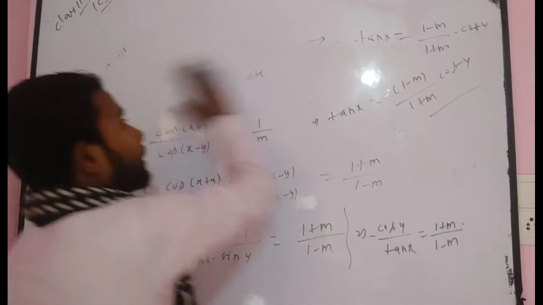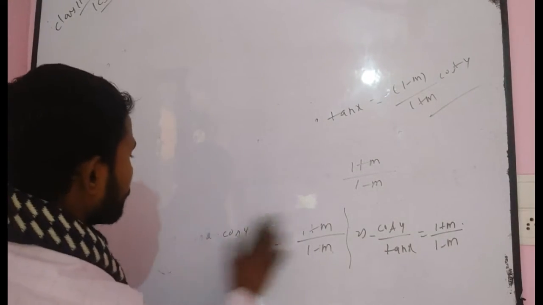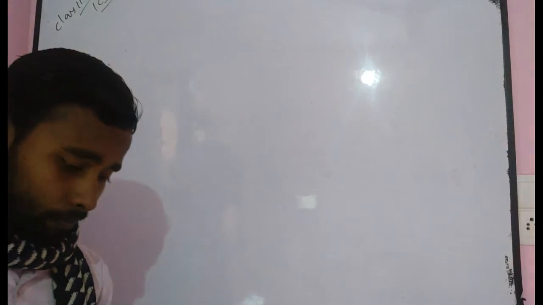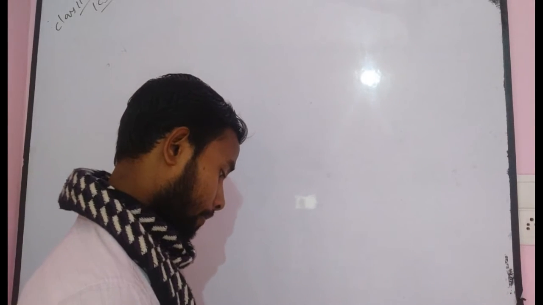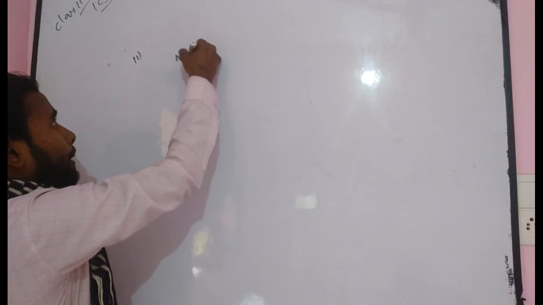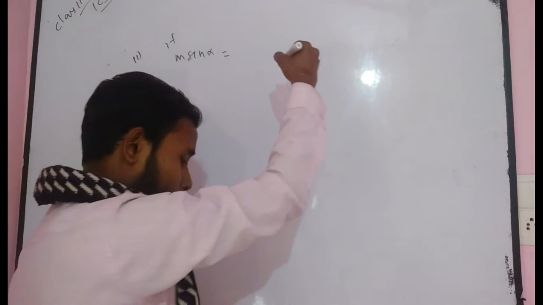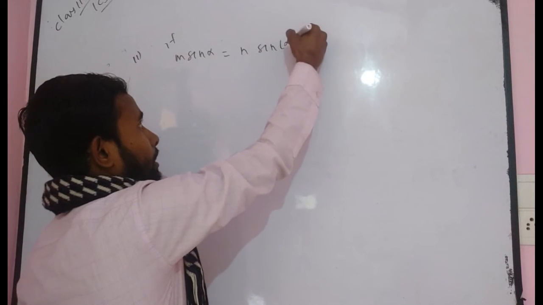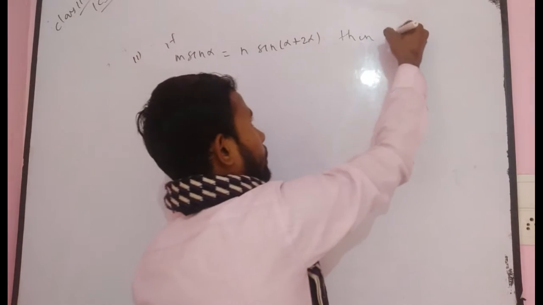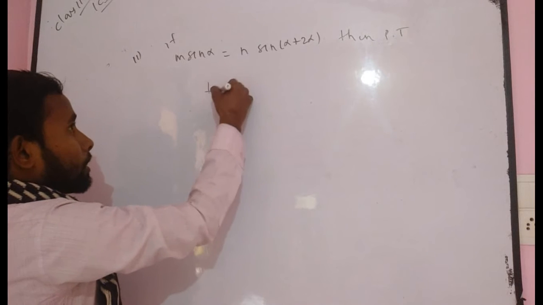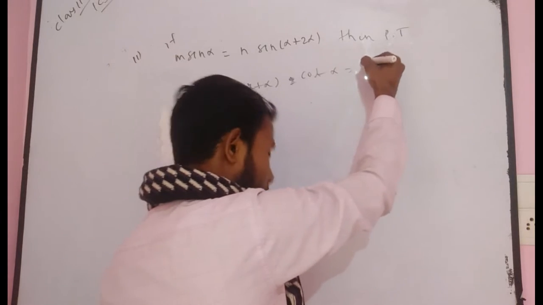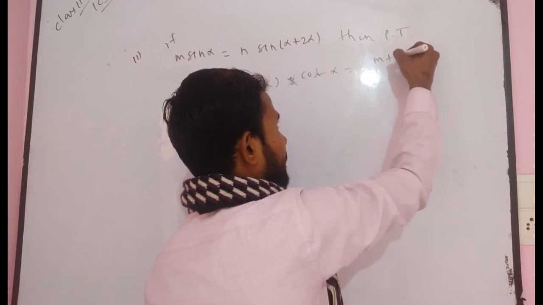Now we take the next problem. In the next problem, second, if m sin alpha is equal to n sin(x plus 2 alpha), then prove that tan(x plus alpha) into cot alpha is equal to (m plus n) by (m minus n).